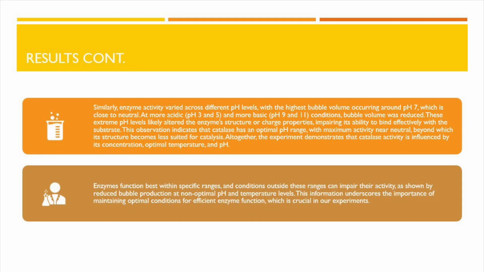Enzyme activity varied across different pH levels. The highest bubble volume occurred around pH 7, which is close to neutral. At more acidic pH 3 and 5, and more basic pH 9 and 11 conditions, bubble volume was reduced. Extreme pH levels likely altered the enzyme structure or charge properties, impairing its ability to bind effectively with the substrate. This indicates that catalase has an optimal pH range with maximum activity near neutral. Beyond this range, its structure becomes less suited for catalysis.